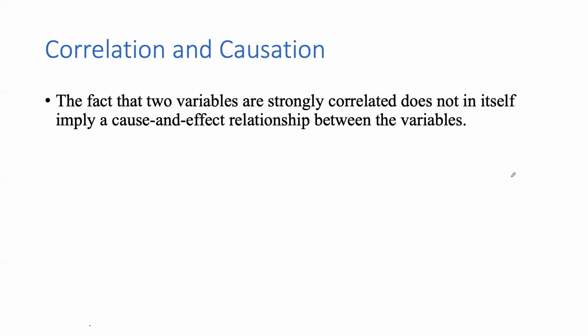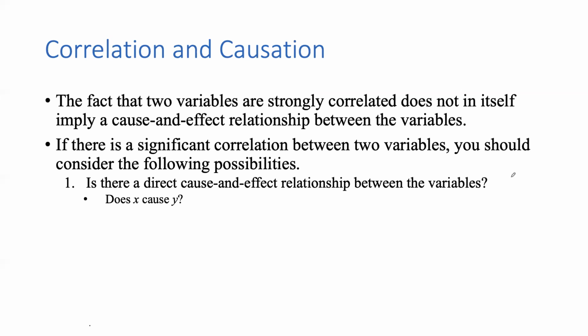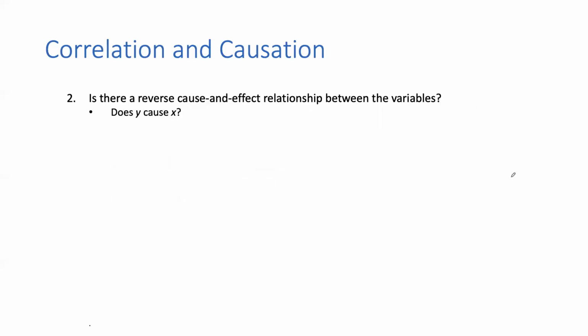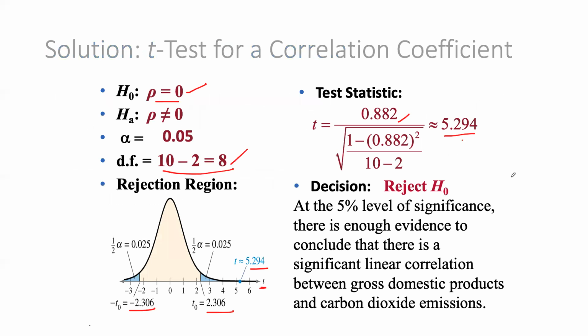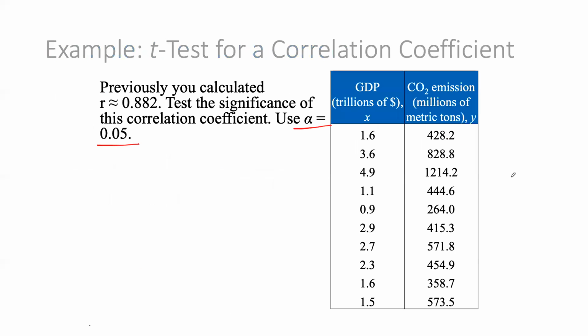Now, if one is changing, is the other changing? If the other is changing, is the previous one changing? We don't know that just yet. Okay, so if there is significant correlation between two variables, there are obviously many things to consider. Is a change in X causing a change in Y? Does Y cause X? So there could be a reverse cause and effect relationship. These two variables are just moving with each other, right? So in our case, we know that GDP and carbon dioxide emissions are correlated, and correlated positively, right?